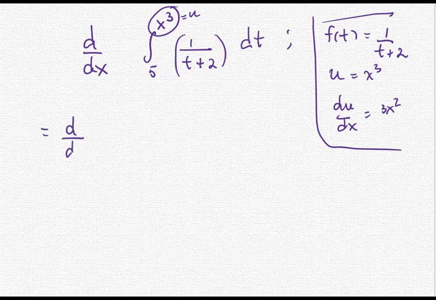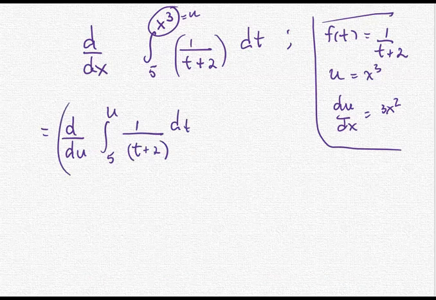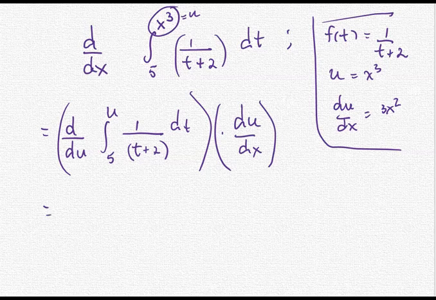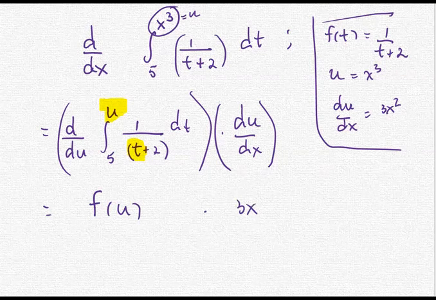So we write this as d by du of the integral from 5 to u of 1 over t plus 2 with respect to t. That's the first part of the chain rule, and we multiply by the second part of the chain rule, which is the derivative of the inner function. In the first part, we apply the fundamental theorem of calculus part 1. The u will be in place of the t, so we get the function of u instead of the function of t, and multiply by du by dx, which is 3x squared.